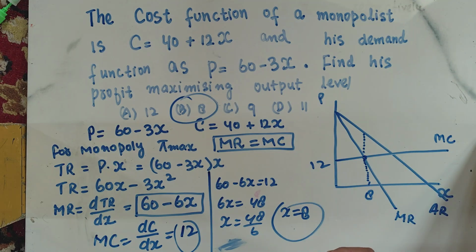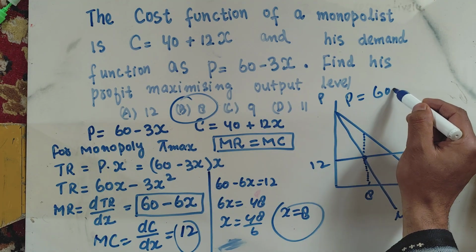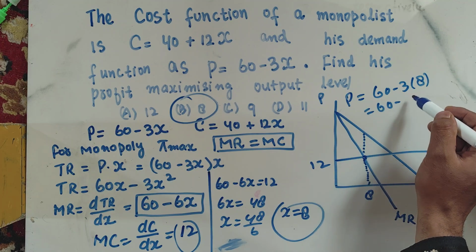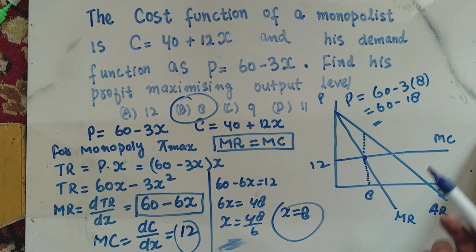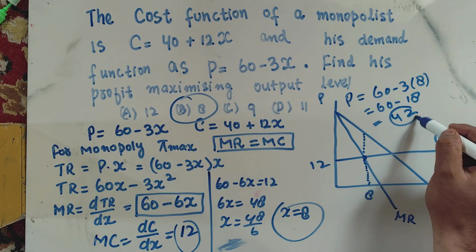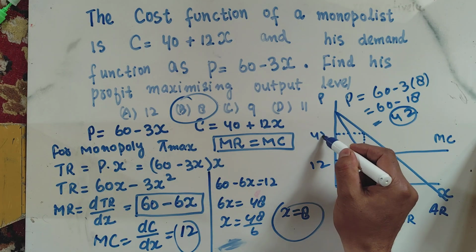If we are supposed to find out the profit maximizing price, plug x = 8 into the inverse demand function. So price will be equal to 60 - 3 times 8, which will be 60 - 24, and it will be 36... 42, I guess. Actually 3 sixes are 18, so 42 will be our profit maximizing price, which is here, 42.